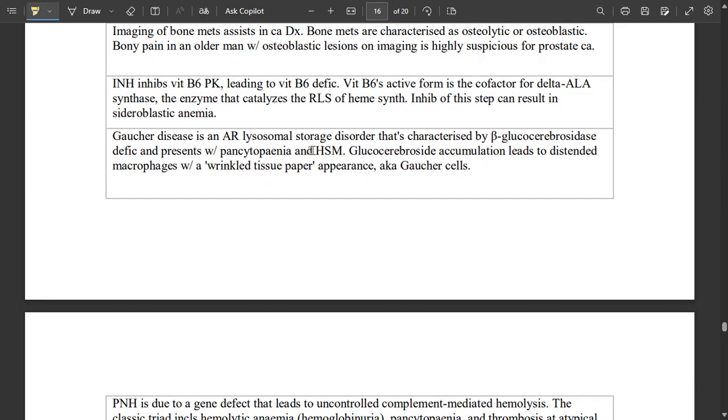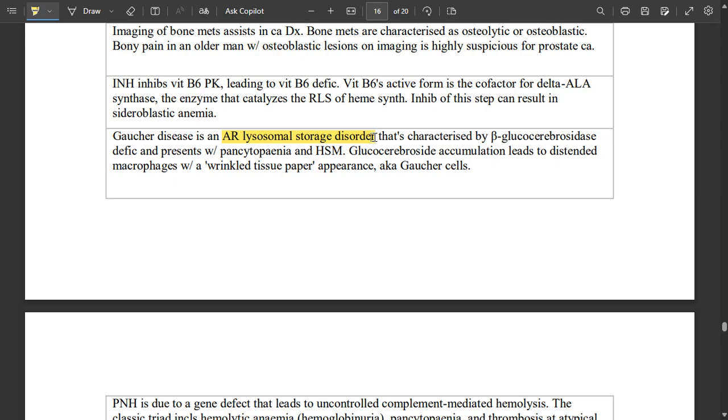Gaucher's disease. Gaucher's disease is an autosomal recessive lysosomal storage disorder that's characterized by beta-glucocerebrosidase deficiency. So Gaucher's disease has a deficiency of an enzyme, which is beta-glucocerebrosidase, and presents with pancytopenia and hepatosplenomegaly. So Gaucher's disease is characterized by hepatosplenomegaly, and all three cell lineages are affected. That is, pancytopenia occurs. Glucocerebrosidase accumulation leads to distended macrophages with a wrinkled tissue paper appearance, that is Gaucher's cells.